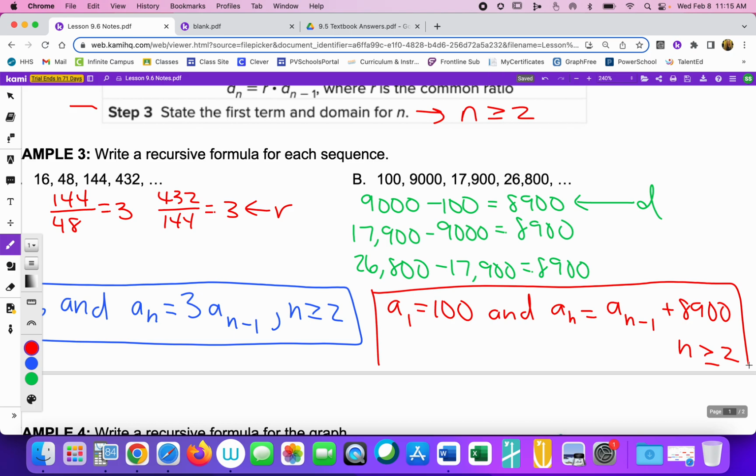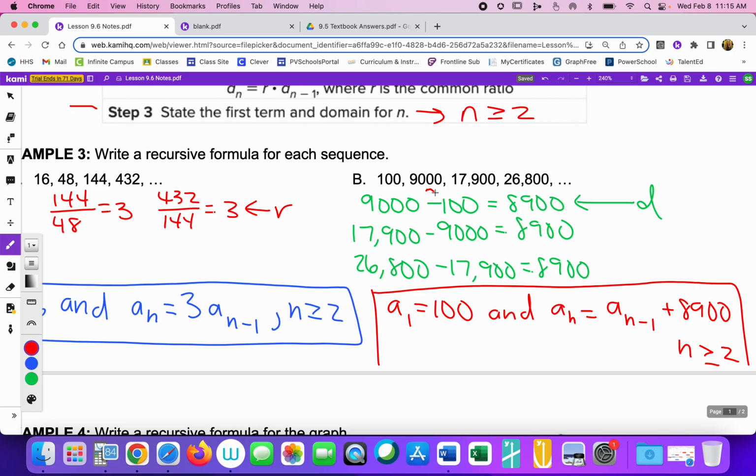And what's n? Any number, any term. So if I were to plug a 2 in here, I would get 100 from the first term plus 8,900, which is 9,000. So it's a formula for how to find any of these. It's just recursive based on the previous term.